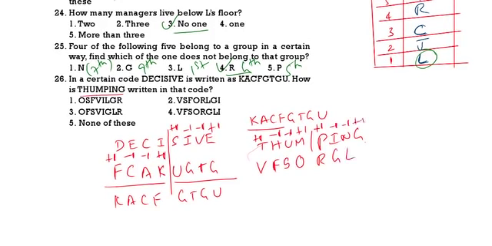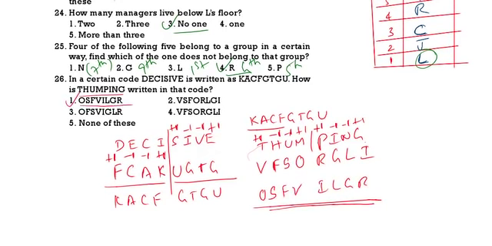Now how do you read this? How will you write this down? O S F V I L G R. So the first option, O S F V I L G R, is the correct answer.